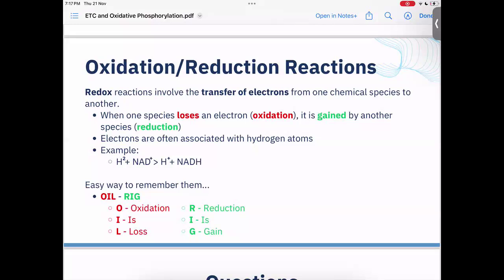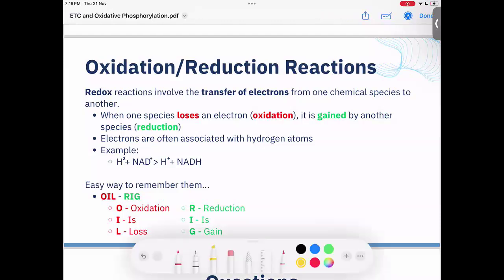Before we go ahead, we need to understand that in the oxidative phosphorylation process, we have important reactions taking place, known as redox reactions, or oxidation-reduction reactions. Redox reactions have to do with the transfer of electrons. When a species loses electrons, these electrons don't just disappear; they're always gained by another species. Any electron lost by one species is gained by another species. And the process of losing an electron is known as oxidation.